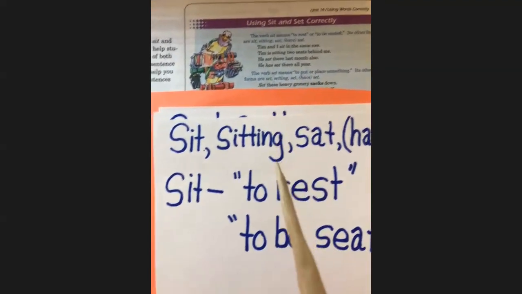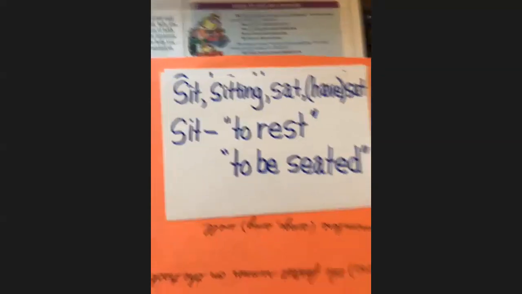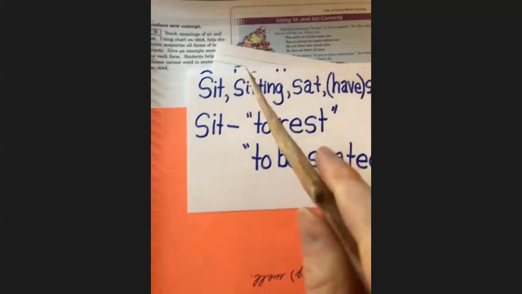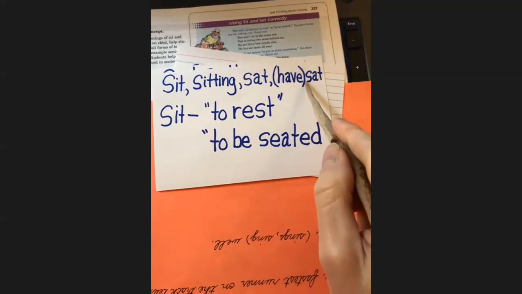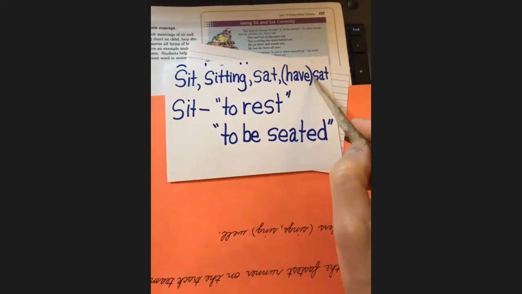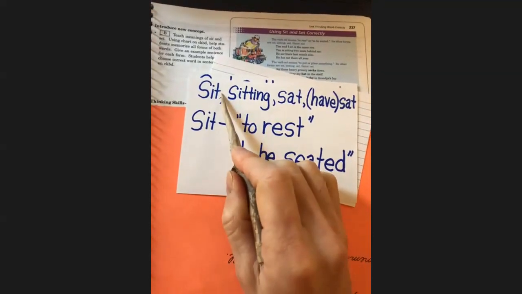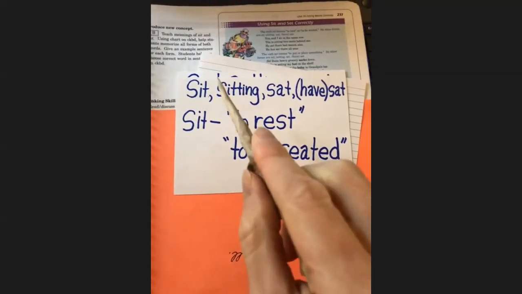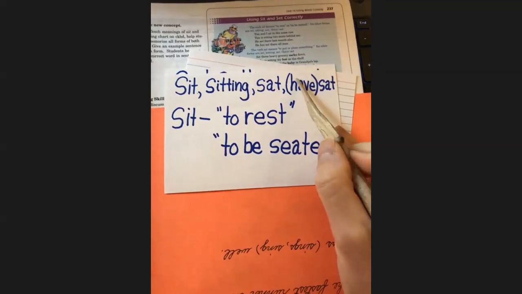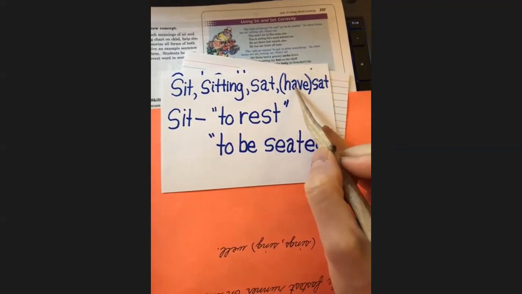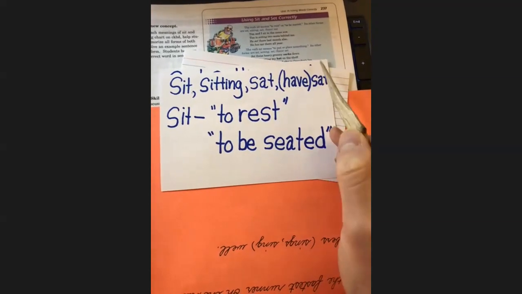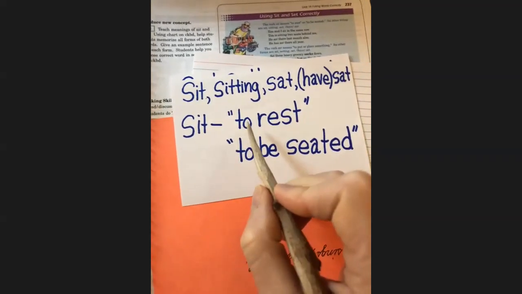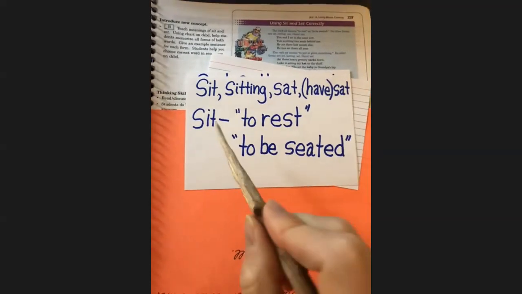But let's look at sit, the word sit. Okay, let's look at the word sit. Sit, sitting, sat, have sat. These are the forms of the word, depending on how it's used in the sentence. Present, the participle, past participle. You'll learn those terms later on when you get older, but just know these are the different forms that you could use. The have in parentheses means that sometimes you'll have a have sat or have whatever the verb is with it, okay? Sit means what? To rest, to be seated. What does sit mean? To rest.